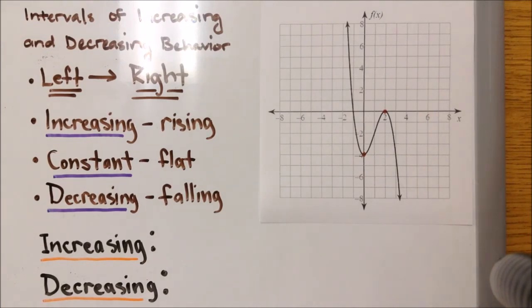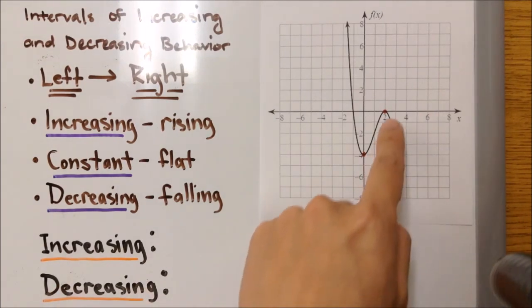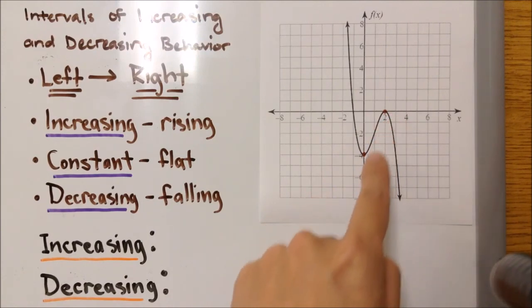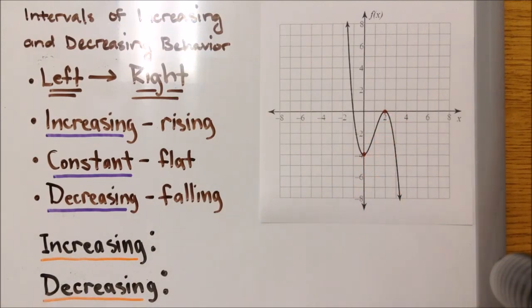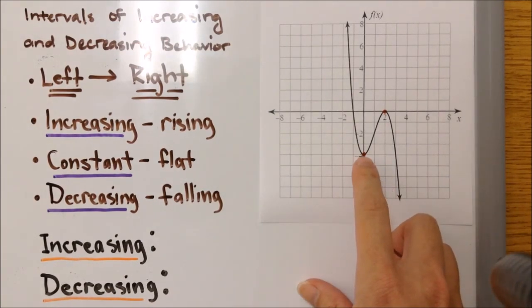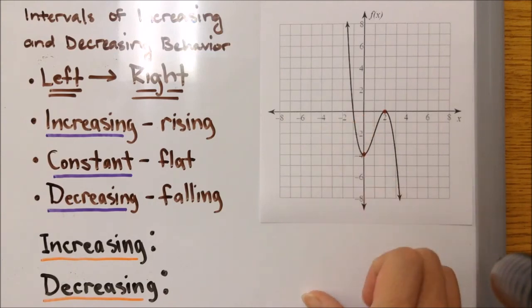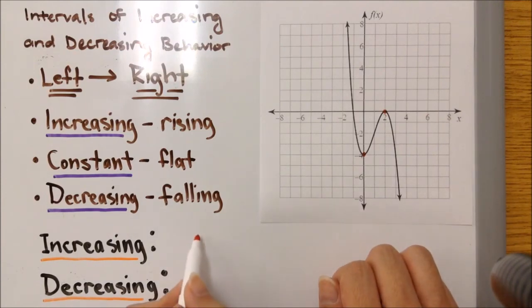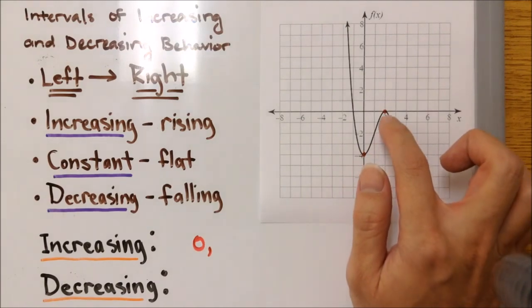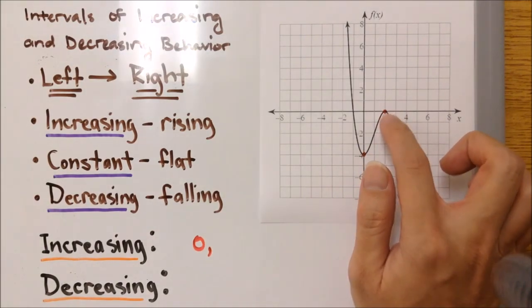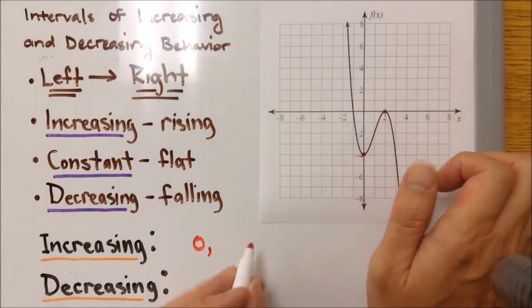So the only thing that is rising from left to right is in the middle between these two points. All we're doing is writing the intervals using the x values. So to start from the left, right here is where it starts to rise, so my x value will be 0. So I'm going to write 0 right here, comma, and then go all the way to the end of the rising part, and it stops at x equals 2. So I'm going to write 2.